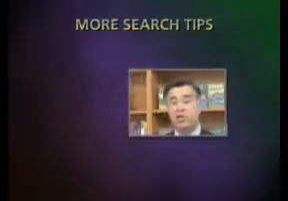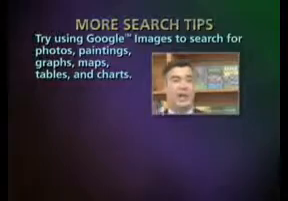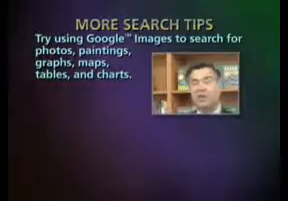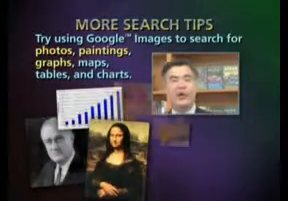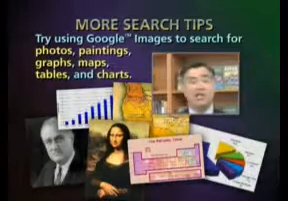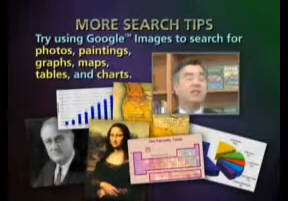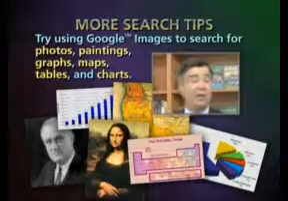Finally, you might want to try using the Google Images search option. This can be very helpful for locating photos, paintings, graphs, maps, tables, and charts. Type in a query string very similar to the kind of query string you do for a Google text search, and you'll end up with all kinds of pictures from websites that mention those particular terms. Some may be very relevant to your work.